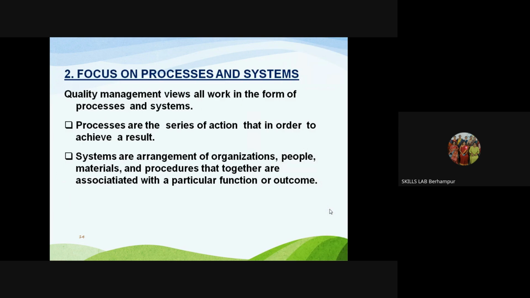Then focus on the process and system. Quality management views all work in the form of processes and systems. Processes are a series of actions in order to achieve a result. Systems are the arrangement of the organization, people, materials and procedures that together are associated with a particular function or outcome.